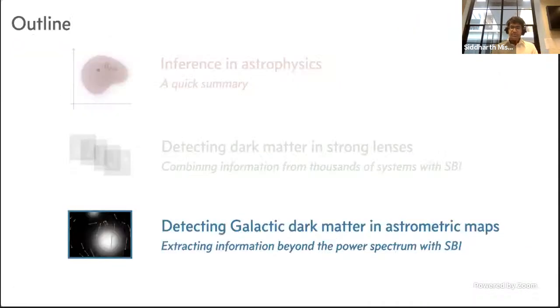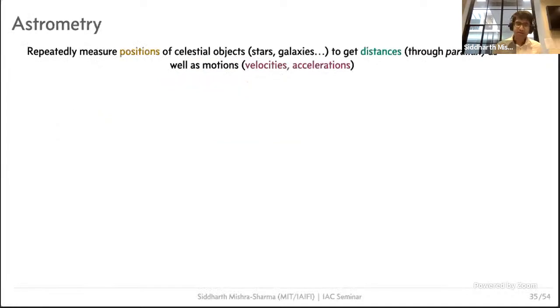All right, so that brings me to the last part of my talk, which will be much shorter. I don't think this will take more than 10 minutes, which will be based on detecting galactic dark matter substructure, so subhalos in our own galaxy with astrometry. So astrometry just refers to the measurements of positions of celestial objects very, very accurately, in a way that we can get distances to them as well as motions, so velocities and accelerations.